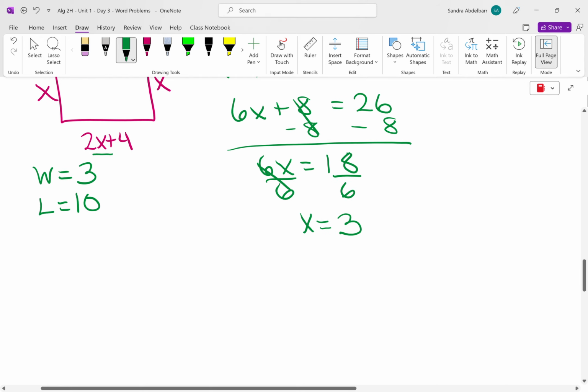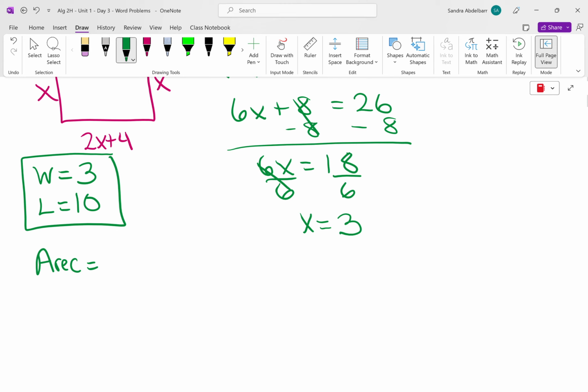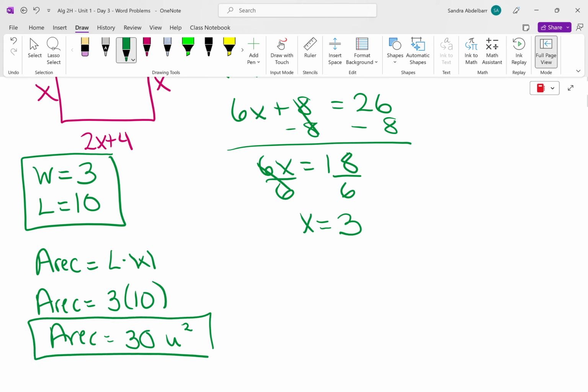But then it asks for something else. Find the area of the rectangle. How do you find the area of a rectangle? Tejas? Length times width. You got it. So the area of the rectangle is 3 times 10, which is 30 units squared.